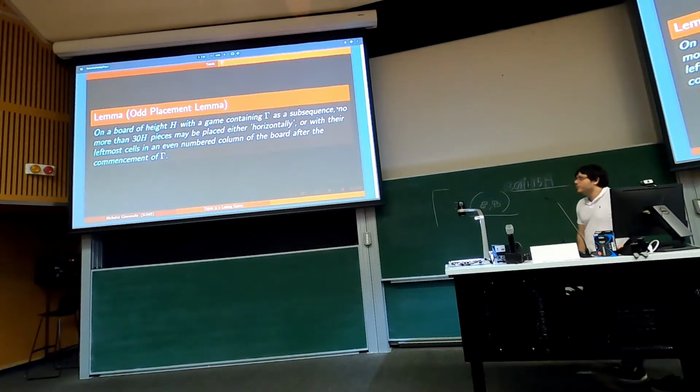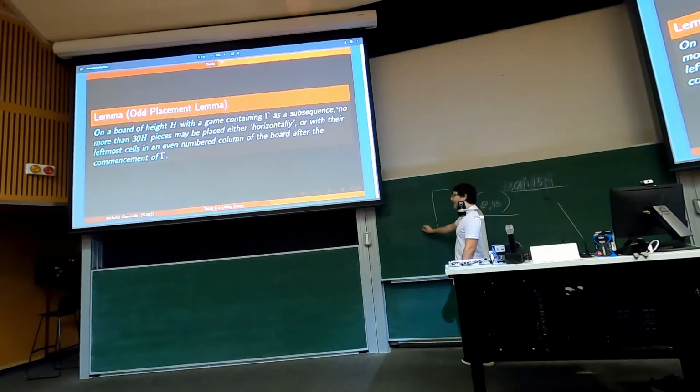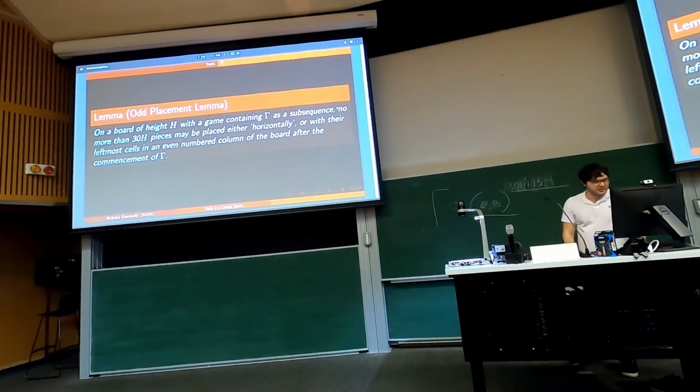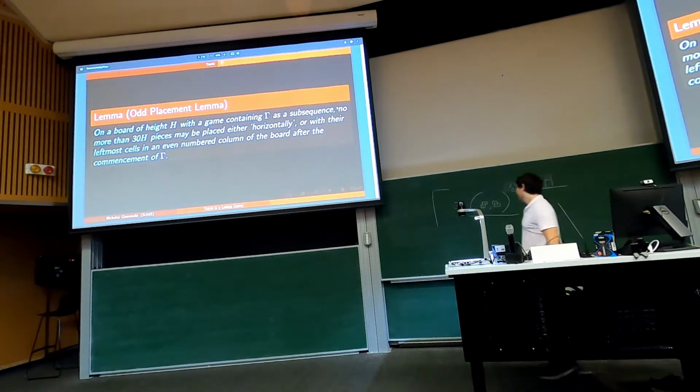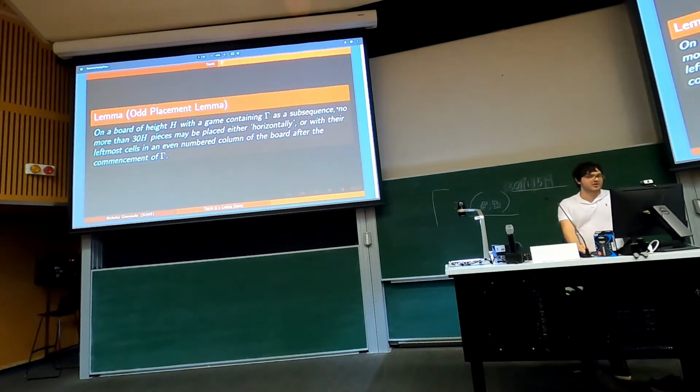First we begin with this odd placement lemma. On a board of height h with a game containing gamma, we say a game contains gamma if a finite subsequence is gamma. If we look at it as an infinite sequence, we can look at finite sequences, which are however many pieces in a row, and we'll say a sequence contains gamma if it has a finite subsequence which is gamma. So on a board of height h with a game containing gamma as a subsequence, no more than 30h pieces may be placed either horizontally, like this or like this, or with their leftmost cells in an even-numbered column of the board after the commencement of gamma.